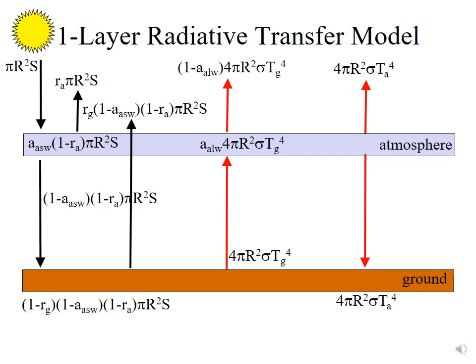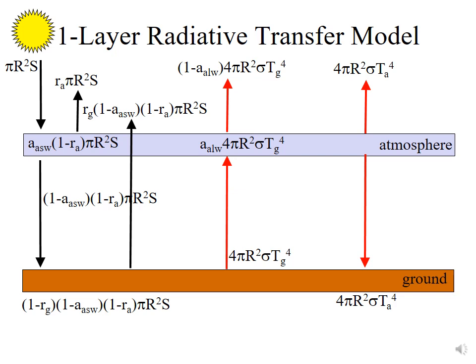The amount of radiation that was absorbed by the ground is whatever wasn't reflected off the ground. So it's 1 minus the reflectivity of the ground times the amount of radiation that was incident upon the ground, which was 1 minus the absorptivity of the shortwave of the atmosphere times 1 minus the reflectivity of the atmosphere times pi r squared S. Now we have completed all of the streams of radiation for the shortwave radiation.